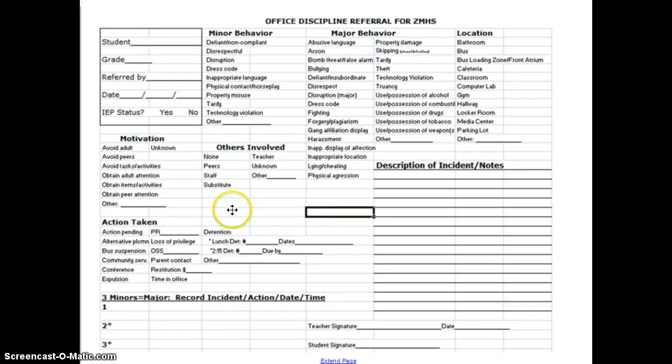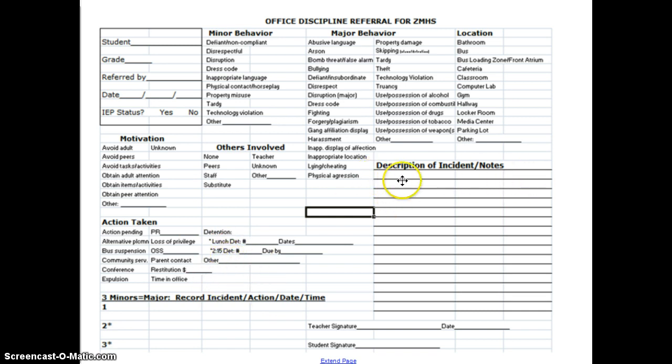Then action taken. Action is pending. Do we have some alternative placement? Do we have suspension? Things like that. I can't remember what PR is, but it makes total sense, as soon as they tell us at our staff meeting. Is there detention? Is there after-school detention? All sorts of stuff.